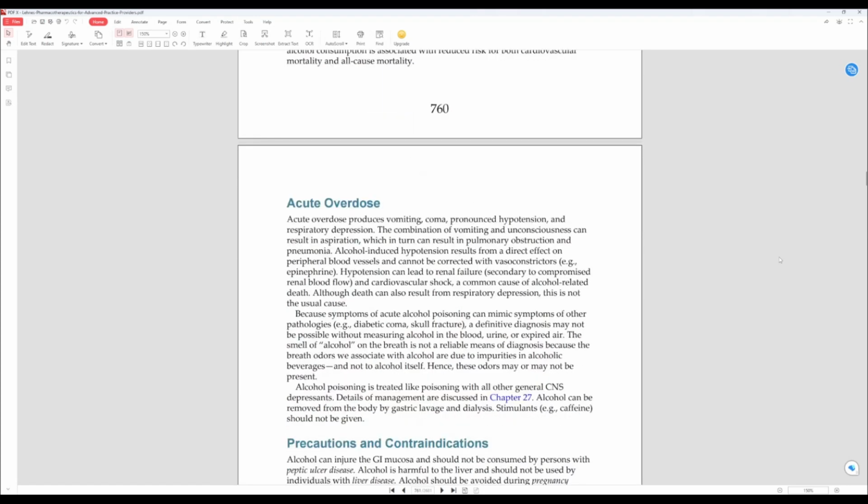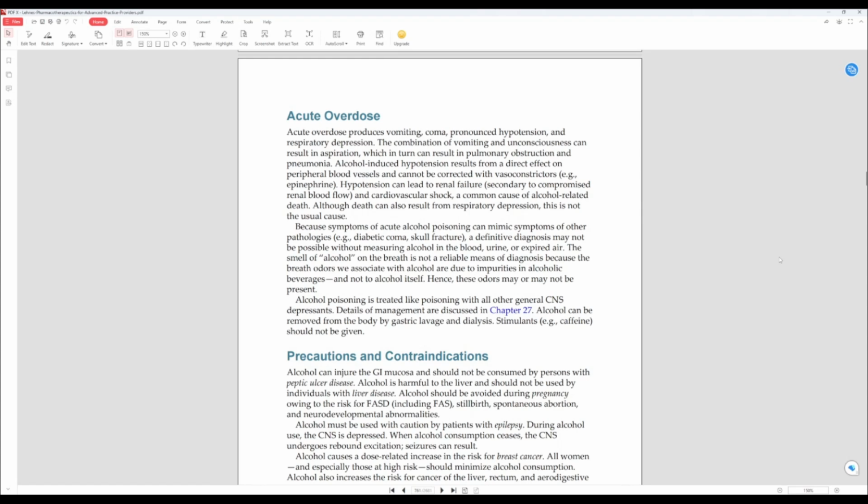Your acute overdose. Acute overdose produces vomiting, coma, pronounced hypotension, and respiratory depression. The combination of vomiting and unconsciousness can result in aspiration, which in turn can result in pulmonary obstruction and pneumonia. Alcohol-induced hypotension results from a direct effect on peripheral blood vessels and cannot be corrected with vasoconstrictors. Hypotension can lead to renal failure and cardiovascular shock, a common cause of alcohol-related death. Although death can result from respiratory depression, this is not the usual cause.